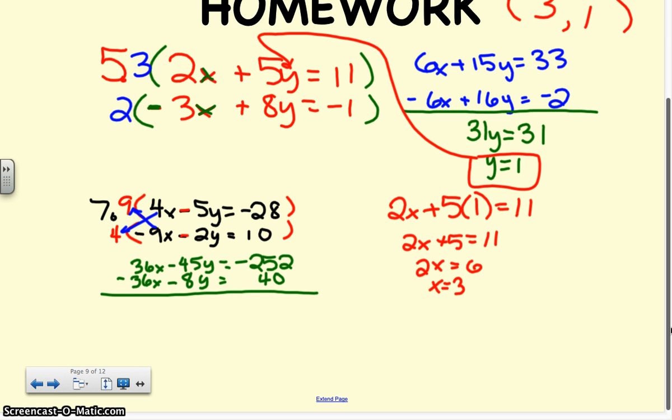Combine them. And I get negative 53y is equal to negative 212, because the x canceled. And y, 212 divided by 53 is 4. Y is equal to 4.